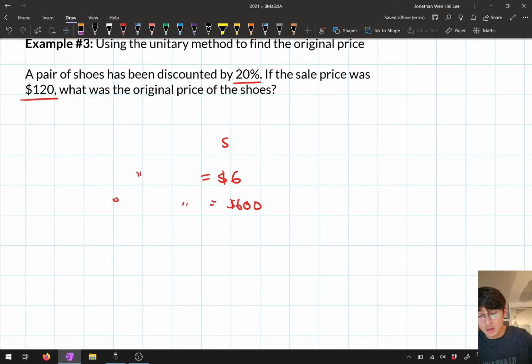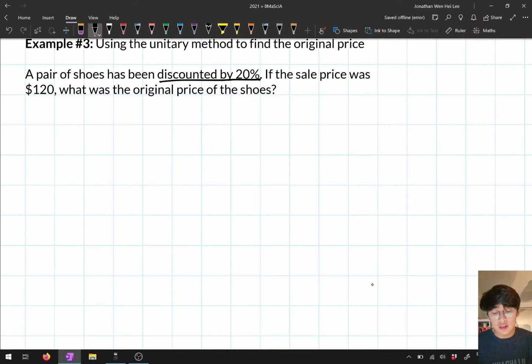Instead, what we need to actually do is recognize that it is a discount of 20%. And so what this means is if I started off with 100%, which is the total cost of my shoes, and I discount it by 20, it means I'm subtracting 20%. And so instead of paying 20%, I'm actually paying 80%. And so for these questions, if you get a discount or a markup, you need to find this percentage increase or decrease first.